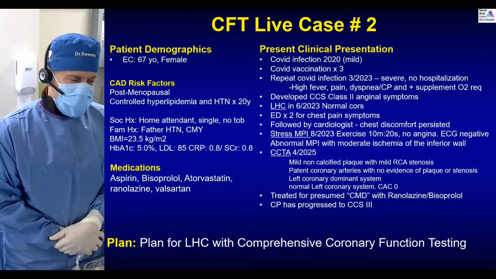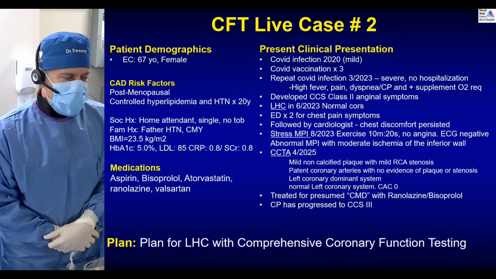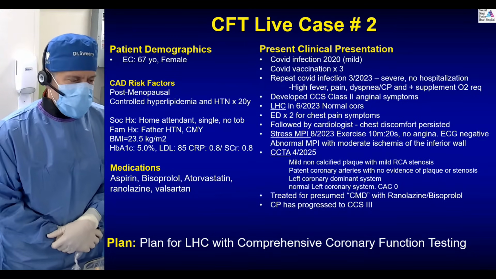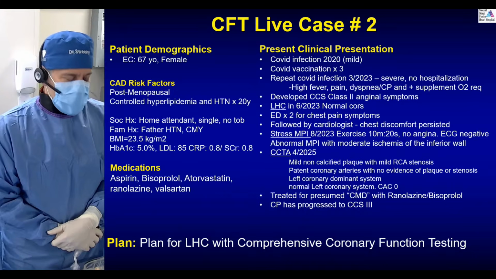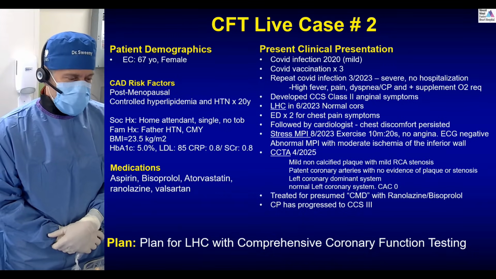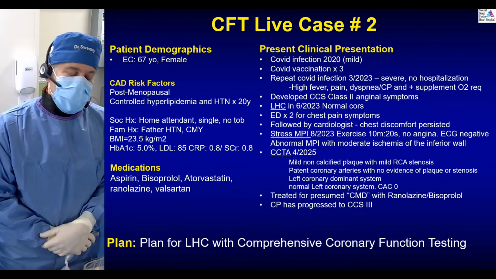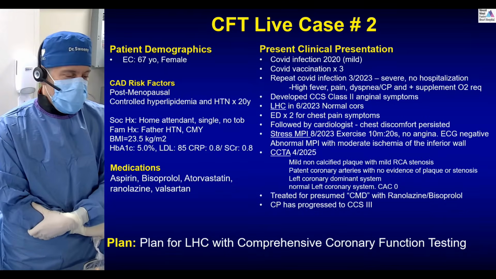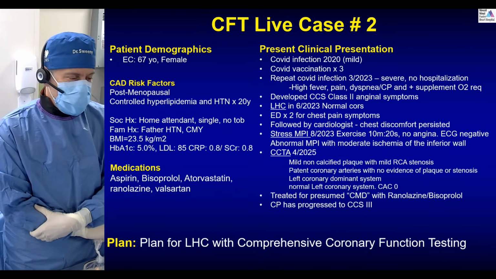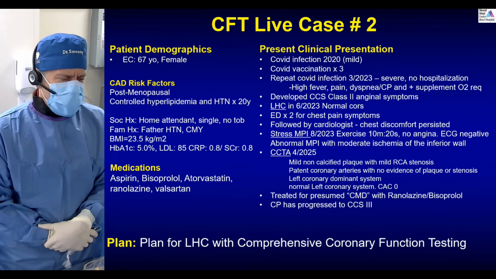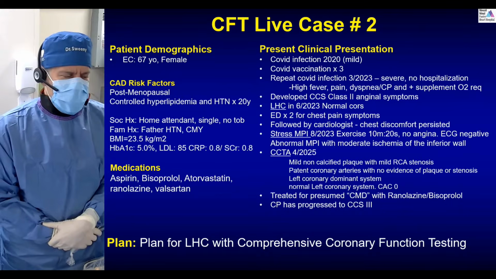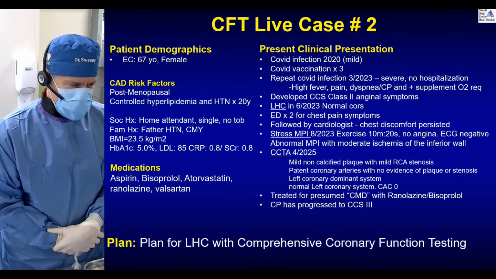This infection was severe. She did not require hospitalization, but she had a very high fever, severe pain, significant shortness of breath, and chest discomfort. She did require supplemental oxygen for that episode of COVID. After she recovered from COVID, she developed CCS class 2 anginal symptoms.